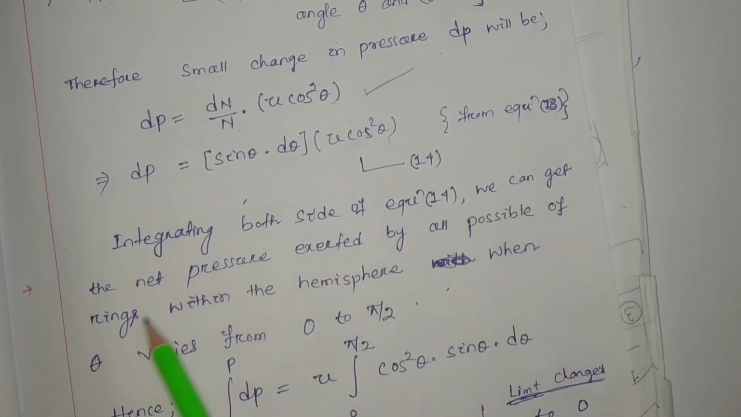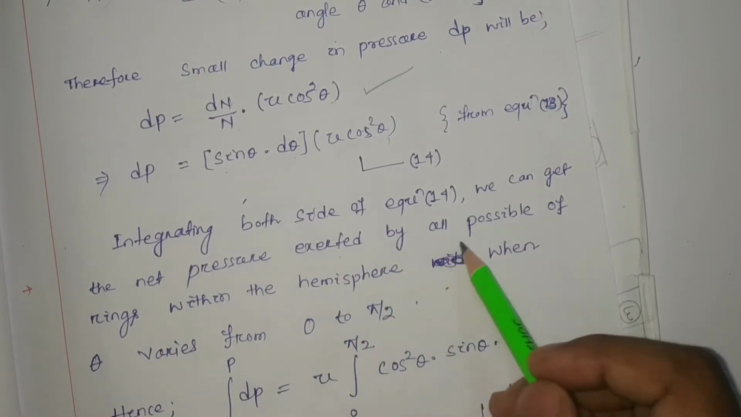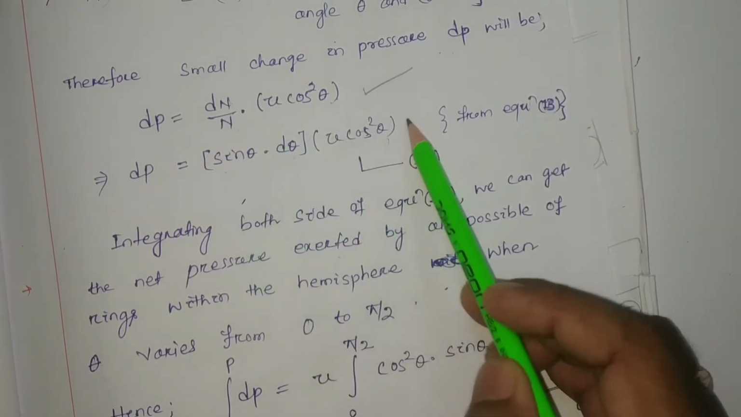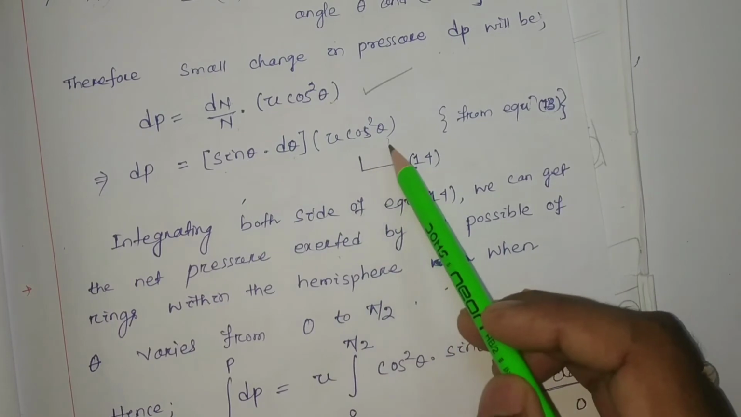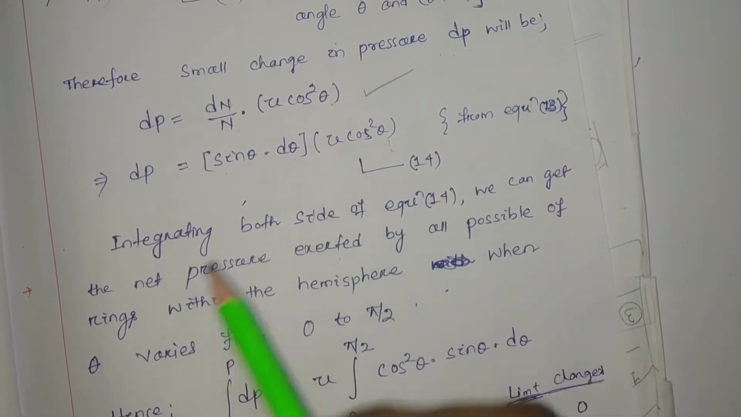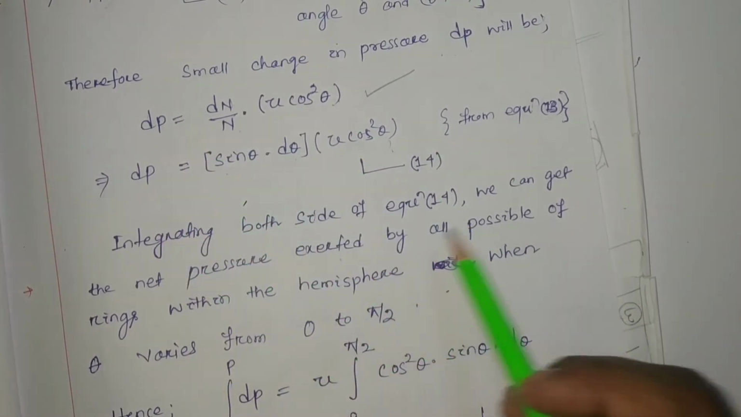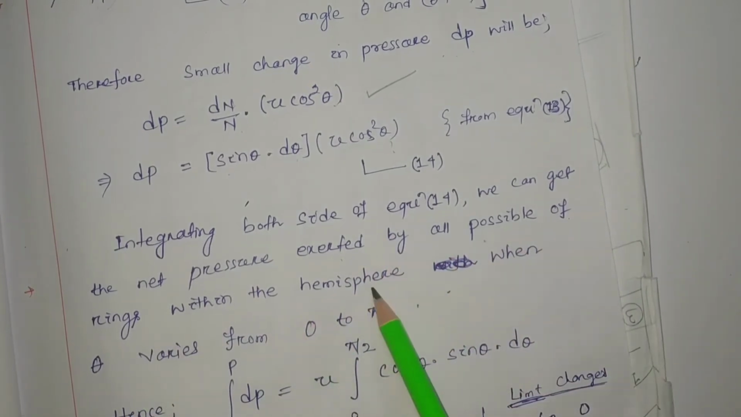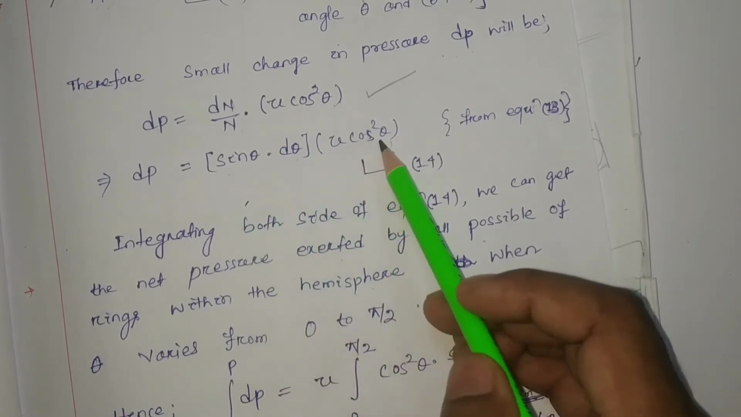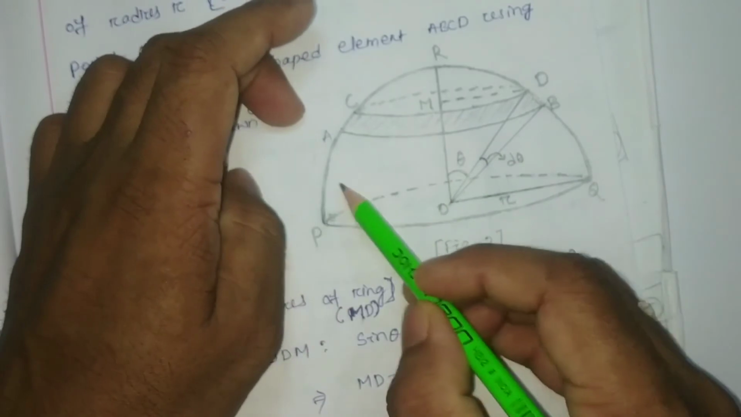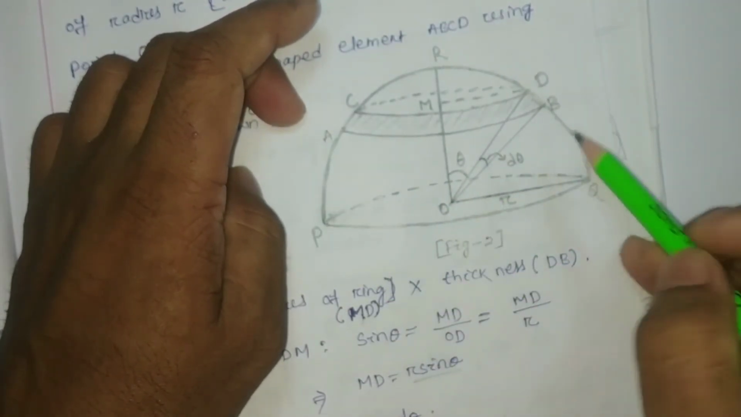We can get the net pressure exerted by all possible rings. Here this is the pressure exerted by the particles or photons passing through that elemental ring. If I integrate, I find the pressure exerted by all possible rings within the hemisphere. This is one ring, this will be another ring, this will be another ring, like this.